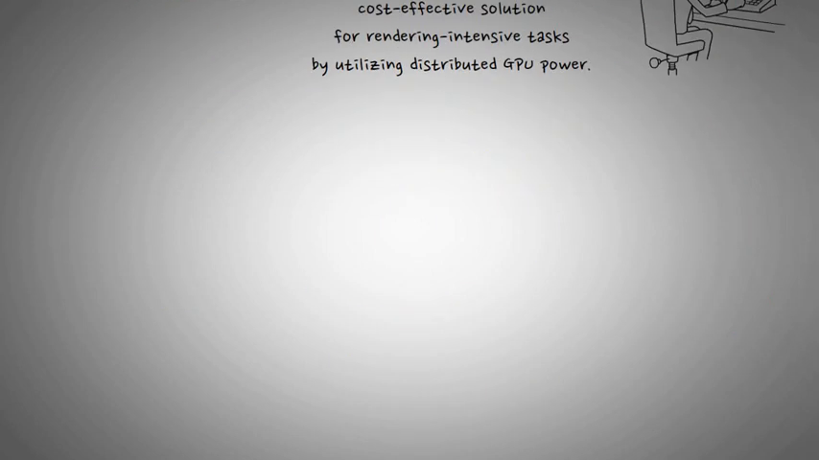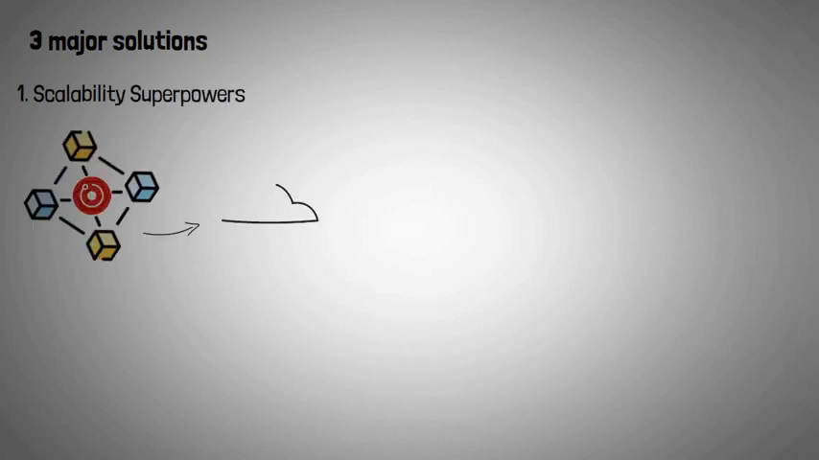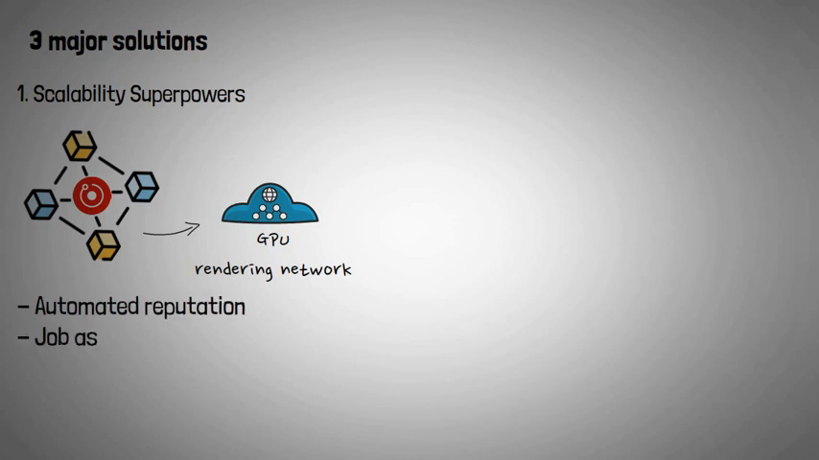Interestingly, the Render Network tackles three major headaches for its users. First is scalability superpowers. Render's secret weapon is its ability to scale up its GPU rendering network to any size, making it a perfect fit for any project's needs. With its automated reputation and job assignment system, Render can handle even the most demanding tasks.